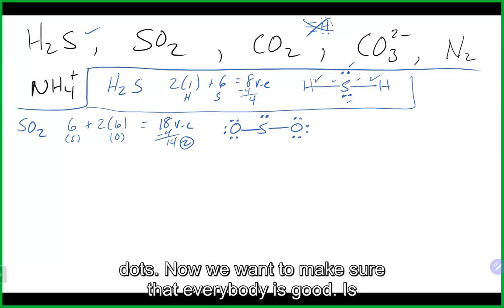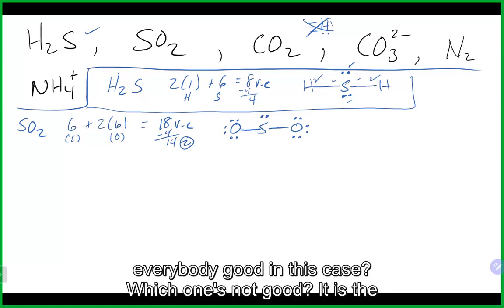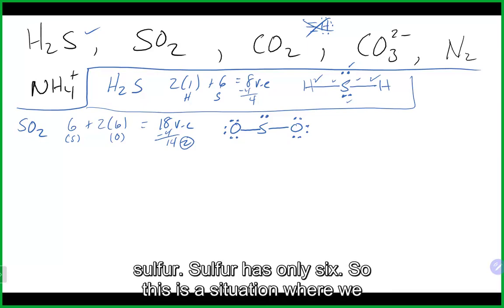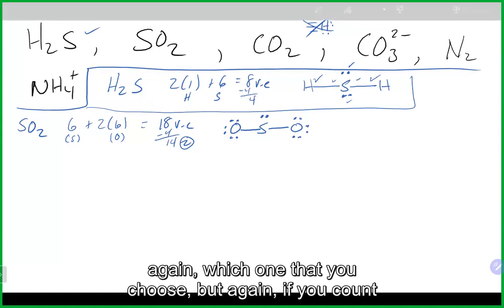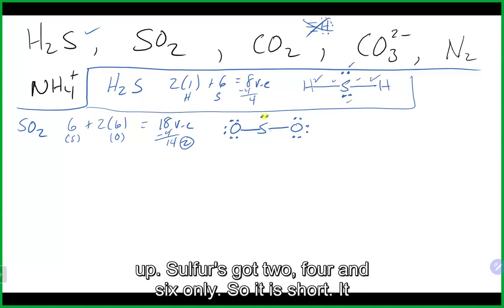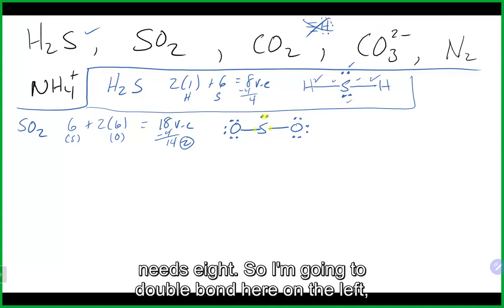Now we want to make sure that everybody is good. Is everybody good in this case? Which one's not good? It is the sulfur. Sulfur has only 6. So this is a situation where we can try to fix it by making a double bond. It does not matter, again, which one you choose. But again, if you count up, sulfur has got 2, 4, and 6 only. So it is short. It needs 8.